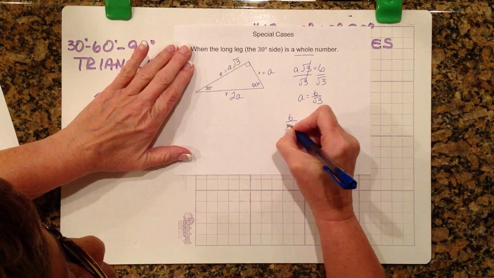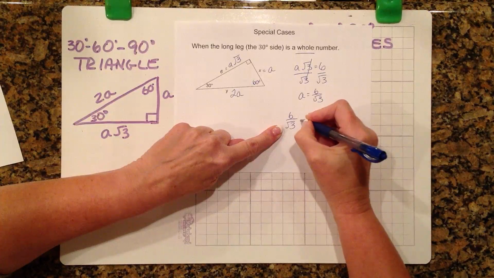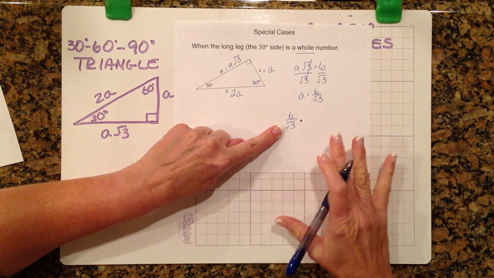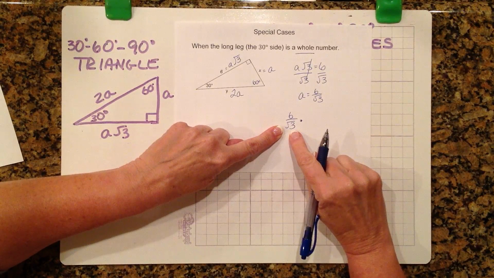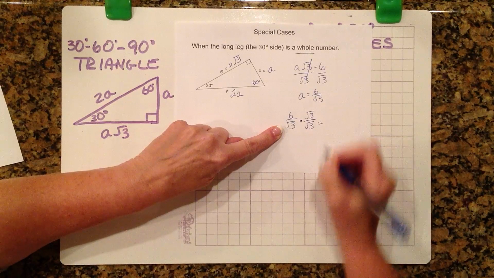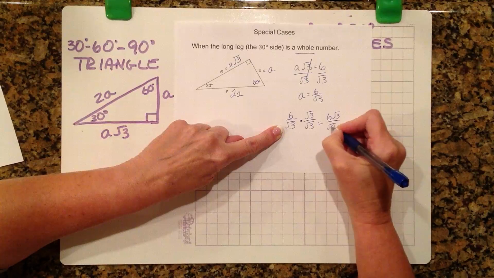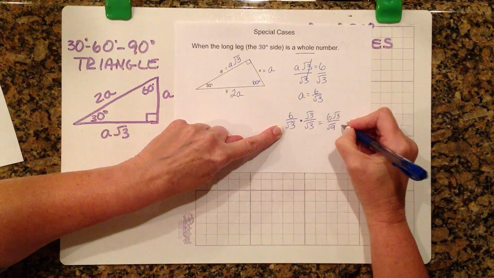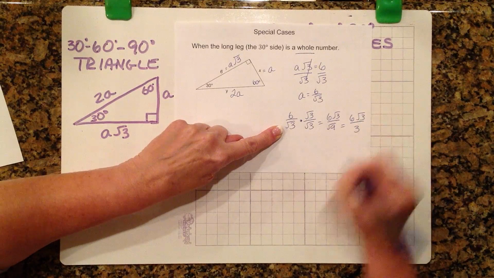So let's take 6 over square root of 3. How do we get rid of that? We're going to multiply it by what I call a fancy form of 1. What's my denominator? Square root of 3. So I'll multiply it by square root of 3 over square root of 3. And I'm going to get 6 square root of 3 over the square root of 9. And that's equal to 6 square root of 3 over 3.